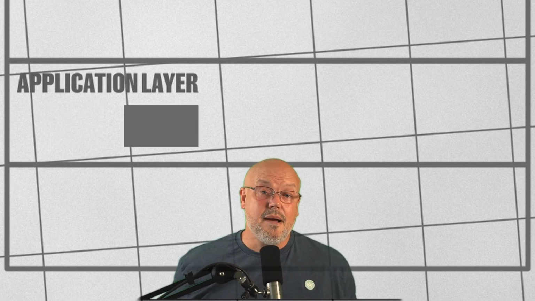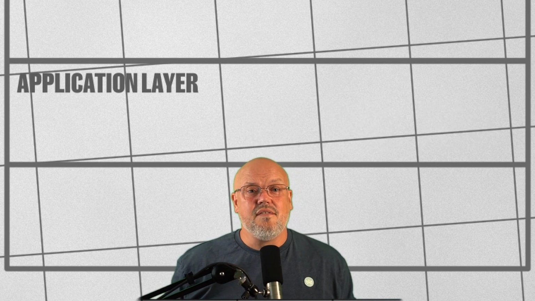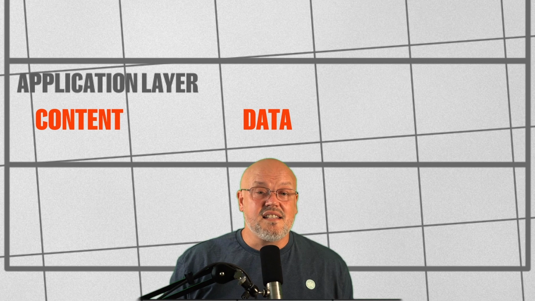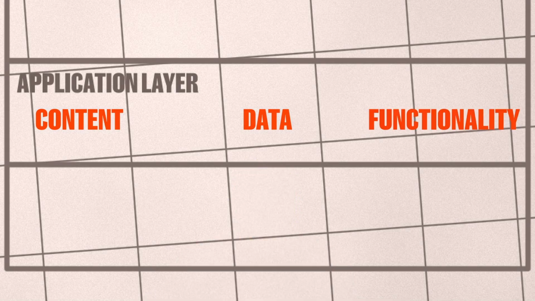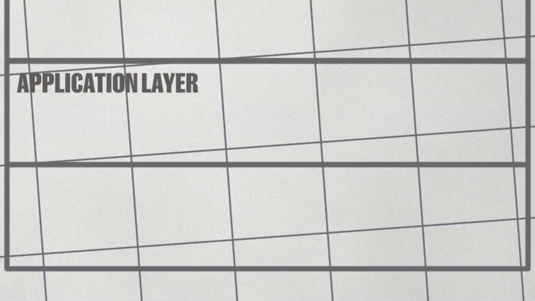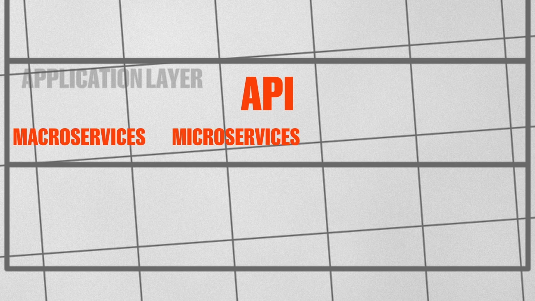The application layer is where the headless applications are deployed. These are the primary applications that specialize in the technologies you need to deliver the right content, data, and functionality into your digital experiences. They deliver their value through services and connect with your digital experiences using APIs that are delivered through macroservices, microservices, events, and webhooks.